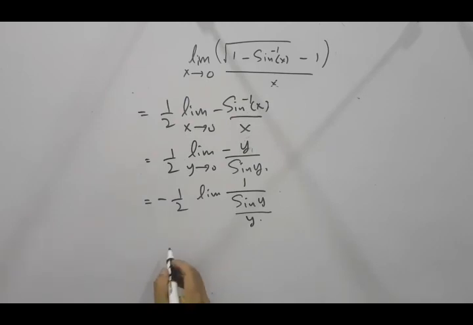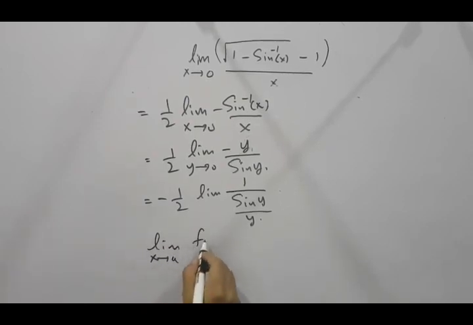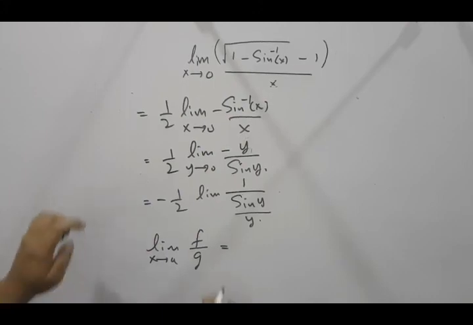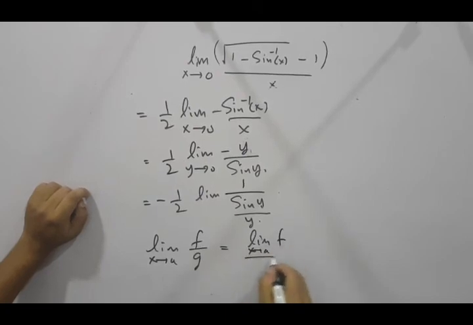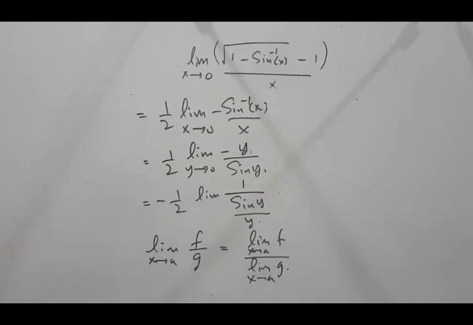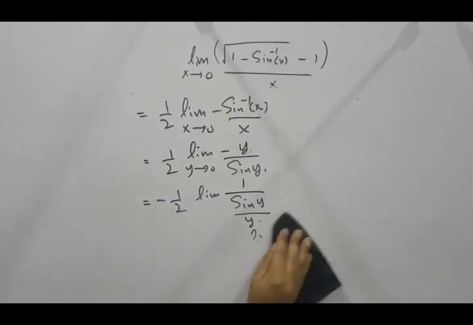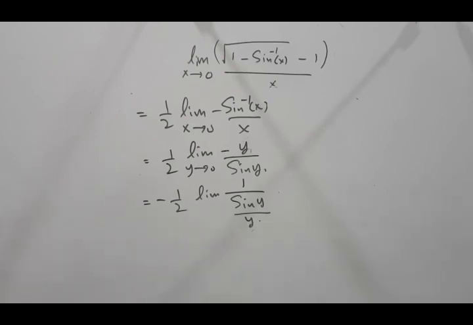Now using the laws of limit, which says that as limit x tends to a, f over g, where f and g are functions of x, you can take the limits of these two functions separately: limit x tends to a of f over limit x tends to a of g. Using this property, we can evaluate this limit.